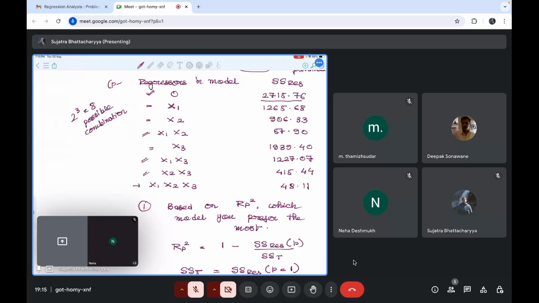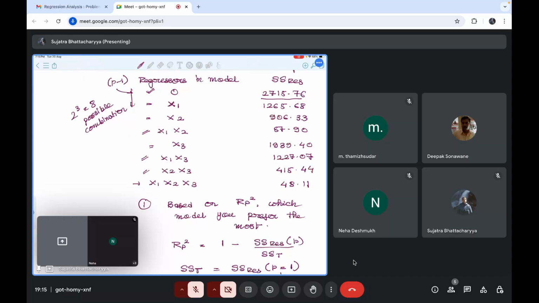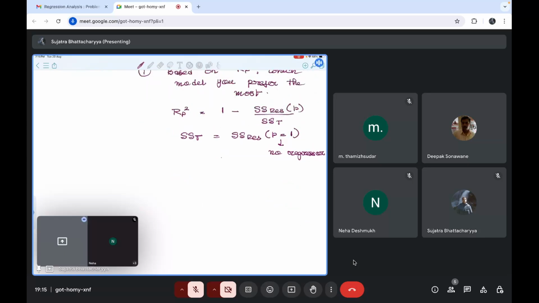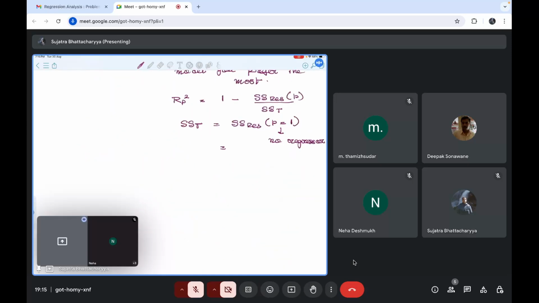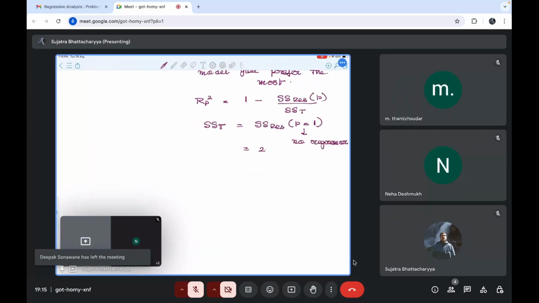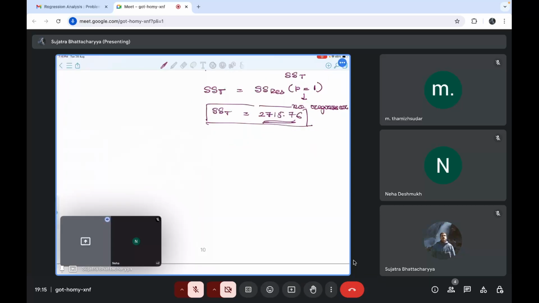So this is zero regression, and SS residual for p minus 1 will be this one. SS total therefore comes out to be 2715.76. Directly you can write this as SS total. Then one problem is solved, SS total is found. Now, for each regressor combination, we will find R_p square and comment on which will be the best. Let us do it one by one.